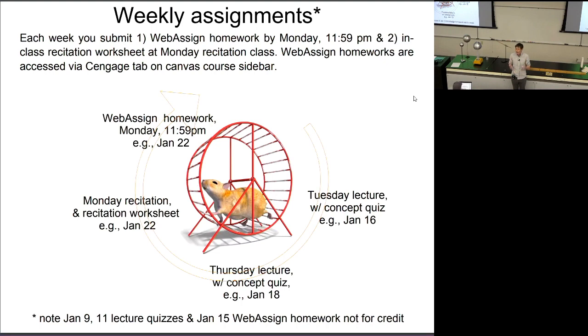You want to check that you can get into WebAssign to complete your homework. And I think I checked that everybody, it looks like everybody was able to do the lecture quiz from the last class. So any questions on all that? Okay.